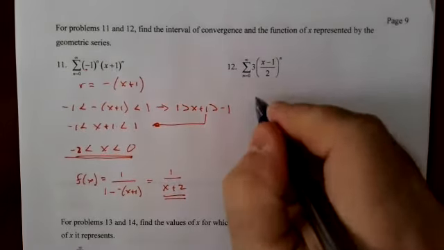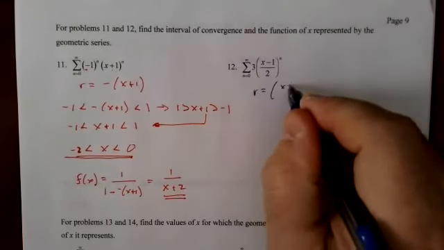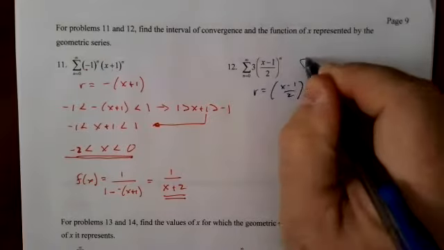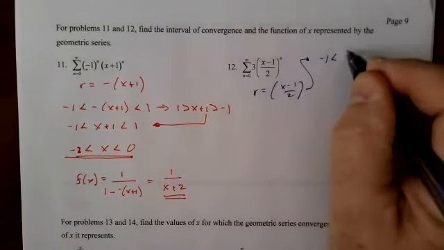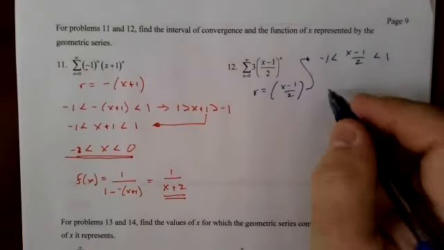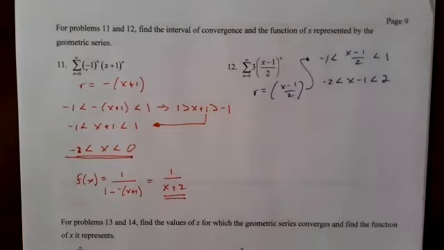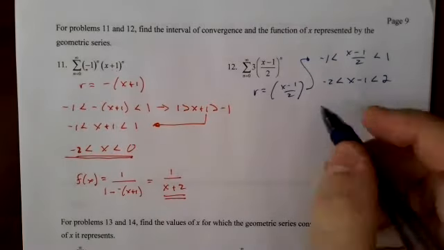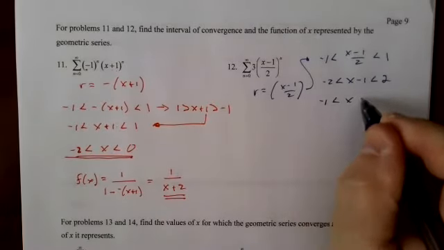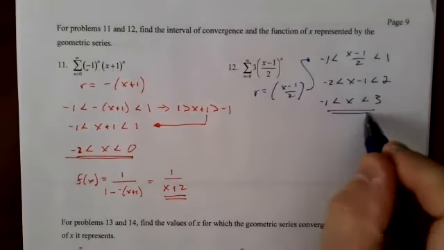All right, here r equals, no alternating, (x minus 1) over 2. So we'll go up here and do that whole thing. Multiply everything by 2. Negative 2 is less than x minus 1 is less than 2. Add 1. Negative 1 is less than x, less than 3. There it is. That's our interval.